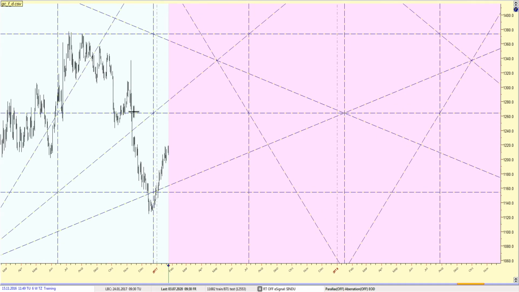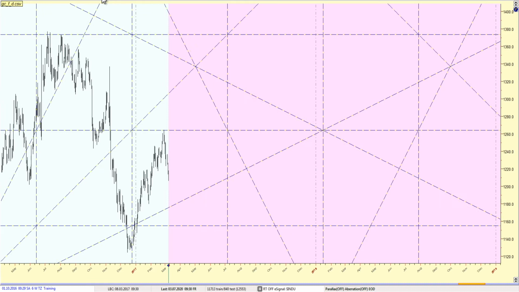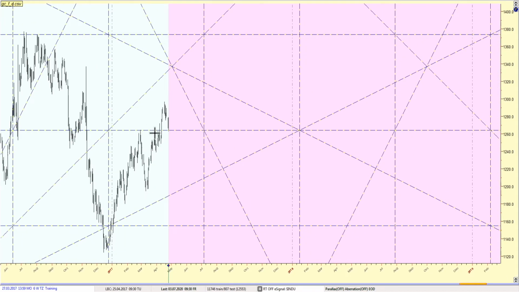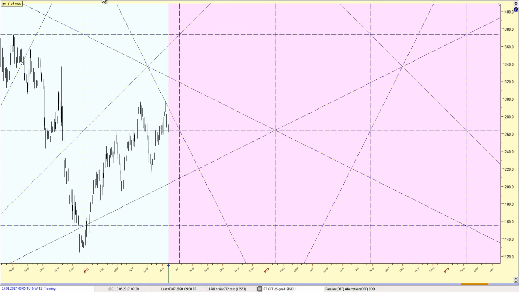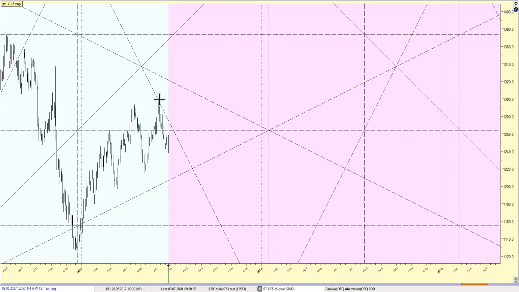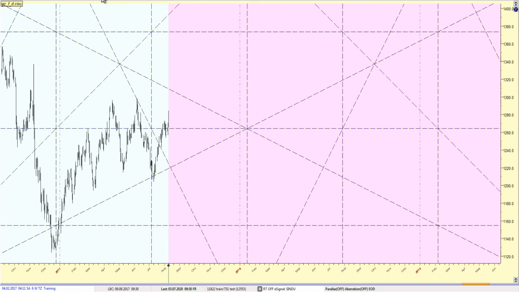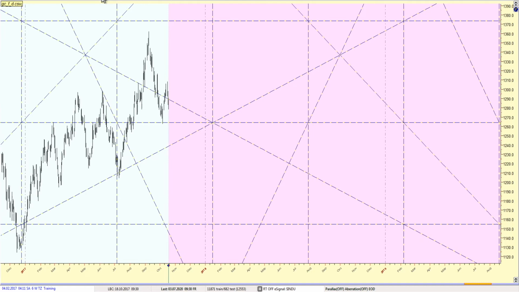You see that sometimes it goes right through it, nothing's holding, and then it's above it. So you could use this as a guiding point. The resistance right there, broke right through it. Now it's finding support. Now see what price action does. Breaks below it. It's resistance at that angle. Finds support at that angle. Chopping around. Broke right through that angle.